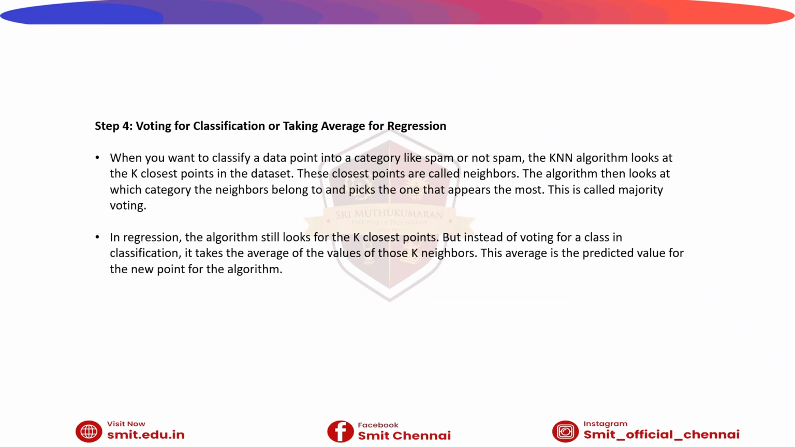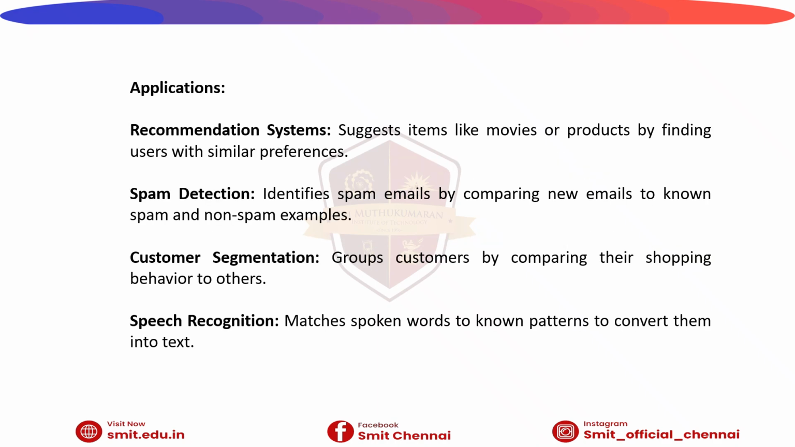Step 4, classification and regression. For classification problems, KNN uses majority voting. It checks the classes of the K nearest neighbors and assigns the class that appears most frequently. For regression problems, instead of voting, it calculates the average value of the K neighbors and uses that average as the predicted output. Next, applications of KNN.